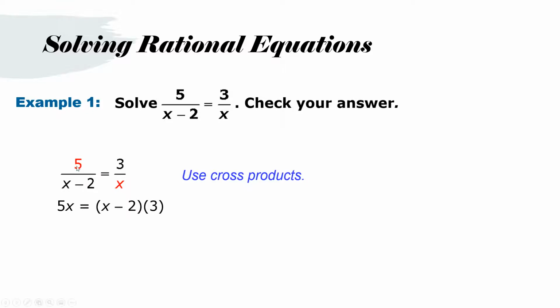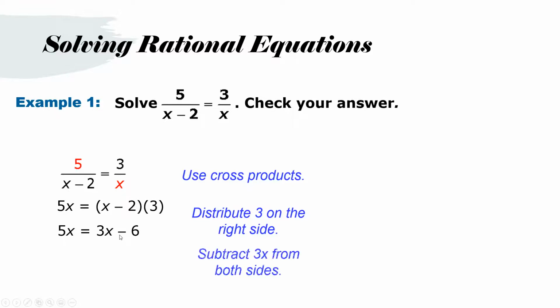So 5 times x, that's 5x, equals x minus 2 times 3. What will happen? We are going to distribute 3 on the right side. So the 3 will be distributed inside. So 3 times x is 3x. 3 times negative 2 is negative 6. So 5x equals 3x minus 6.